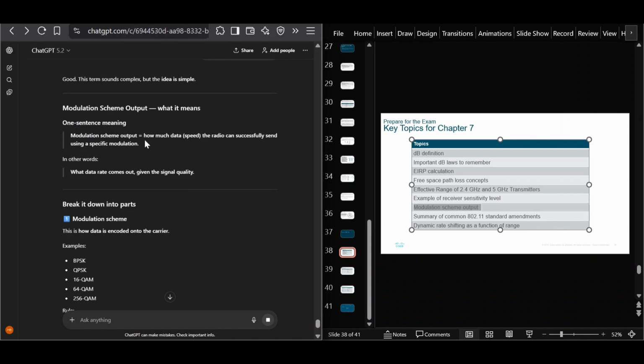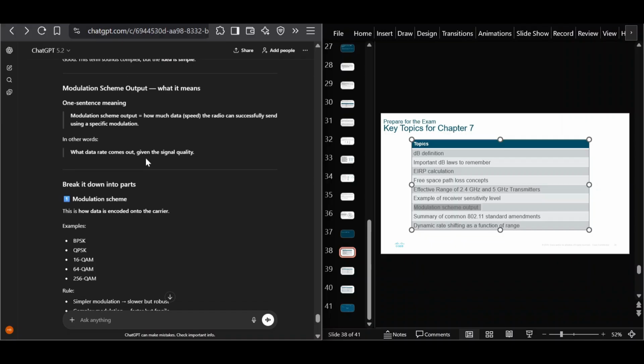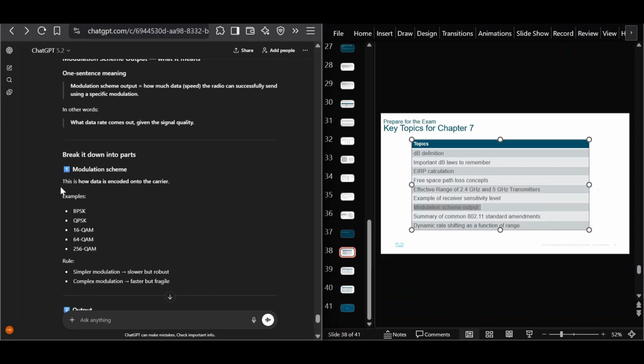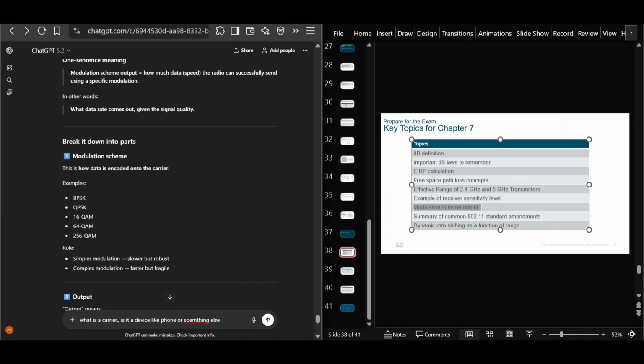Modulation scheme and throughput: how much data, how much speed the radio can successfully send using a specific modulation. This is how data is encoded onto the carrier. What is a carrier? Is it like a phone or something else? Example, BPSK: simpler, slower but robust.